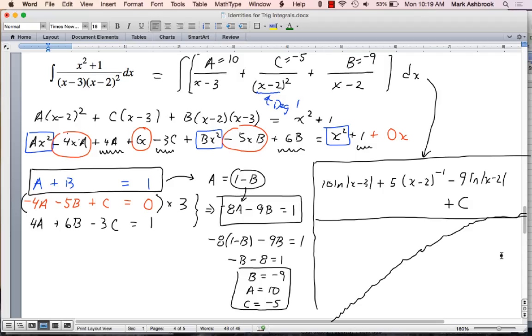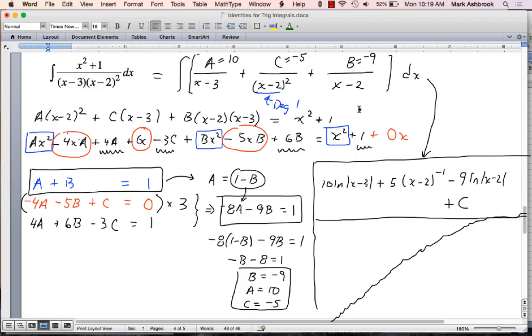Okay, so why is it x minus 3, x minus 2 squared? Because we need every distinct factor that has this as its common denominator. So we need all powers of x minus 3 and all powers of x minus 2. There's just one x minus 3 to the first, and then all powers of x minus 2. So we need x minus 2 and x minus 2 squared.